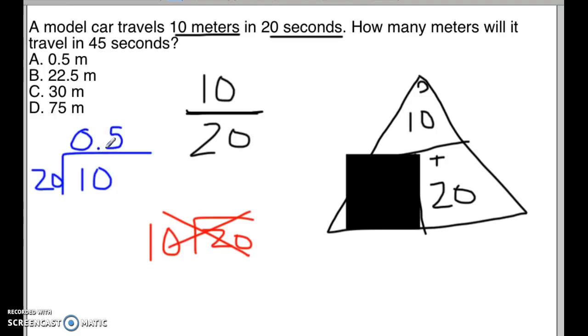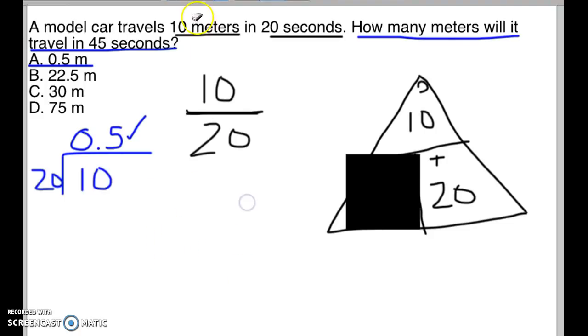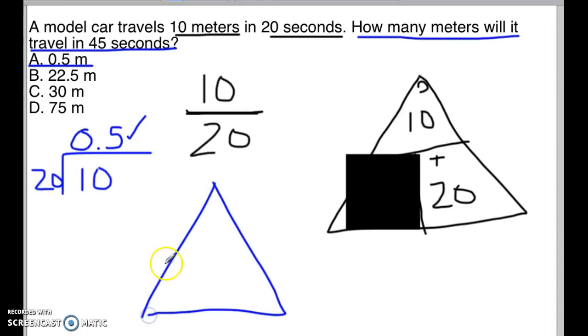Now be very careful. It would be tempting to answer A because that matches this answer. However, that's only the first part of the question. This is a multi-step problem. How many meters will it travel in 45 seconds? So I'm going to draw another DST triangle down here. And I know that it's going to go distance, speed, and time. It's going to go for 45 seconds.